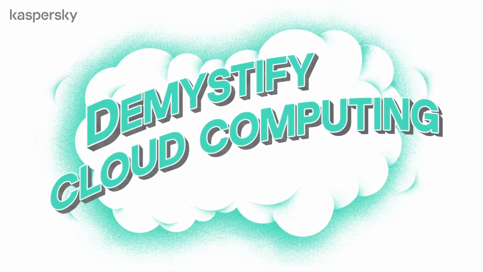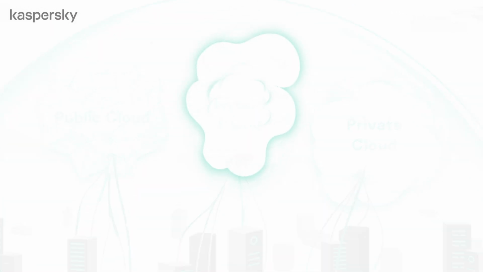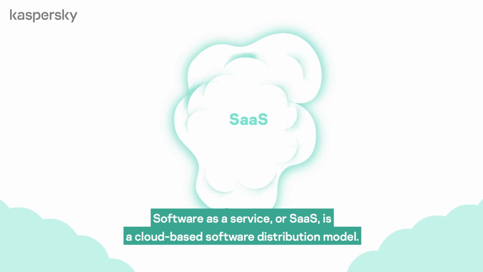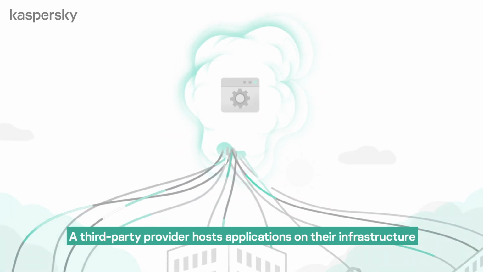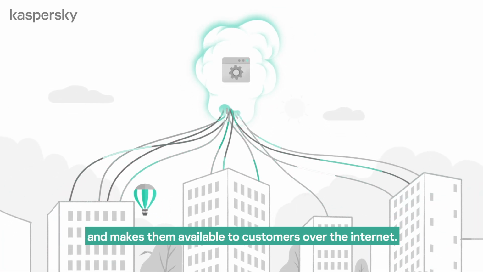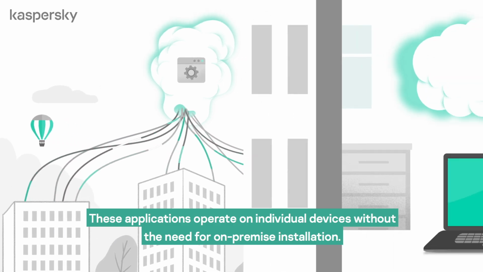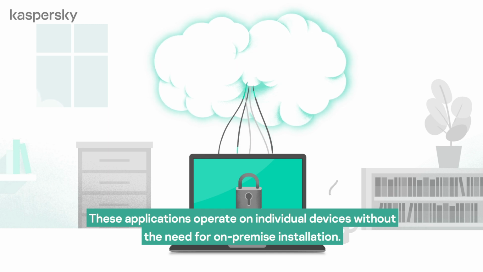Demystifying cloud computing. Software as a service, or SaaS. Software as a service, or SaaS, is a cloud-based software distribution model. A third-party provider hosts applications on their infrastructure and makes them available to customers over the internet. These applications operate on individual devices without the need for on-premise installation.